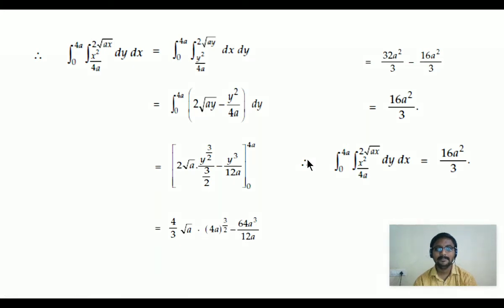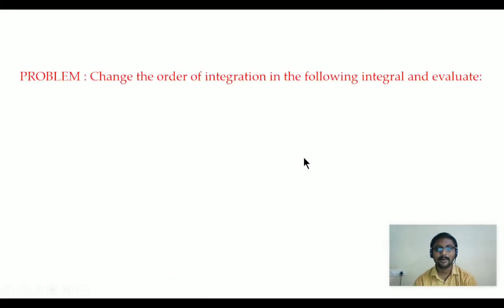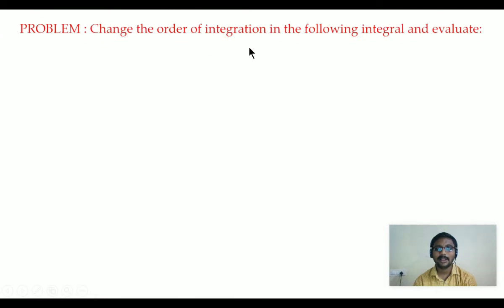Another problem is change the order of integration in the following integral and evaluate. The problem is integral 0 to 1, integral x square to 2 minus x, xy dy dx. Here the double integral problem can be evaluated by the use of change of order of integration. Here the limits of y are x square to 2 minus x. These are the y limits, and 0 to 1 are x limits.